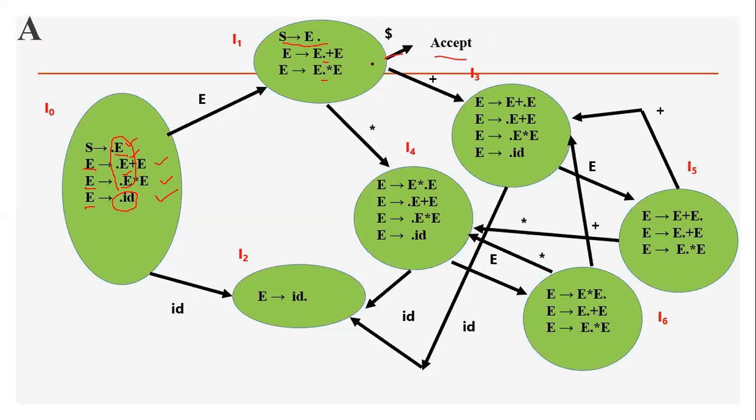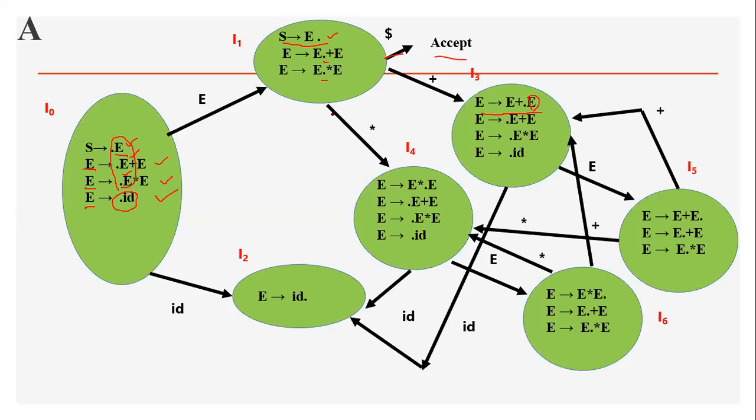Okay. Now, on plus, this is over. Now, on plus, it will move to next state. That is E derives E plus E. E derives E plus dot E. Is it not? So, dot is at the front of E. So, you have to include each production with dot at the front. Each production means E plus E, E star E, ID. Is it not? You have to put dot at the front.